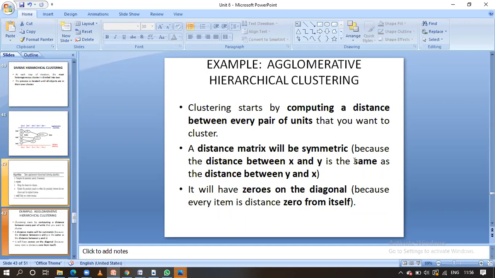The distance from A to B is the same as the distance from B to A, so the distance matrix will be symmetrical. We already know that one. And one more thing, guys, in this distance matrix we will have zeros on the diagonal. Why? Because the distance from A to A is zero. That is why the diagonal values in this distance matrix will be zero, guys.